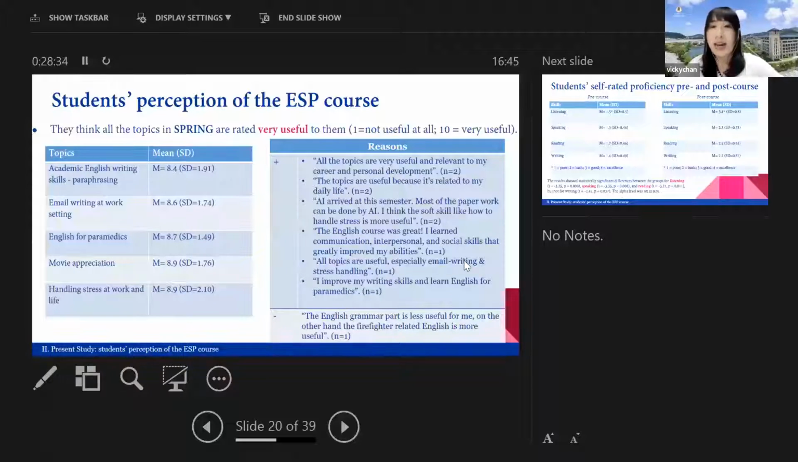They could also enhance their social and communicative skills, because in the second semester we learned email writing. However, they also mentioned that the English grammar part is not quite useful to some of them. I guess that feedback is from a more advanced student, who might prefer more firefighting-related knowledge.